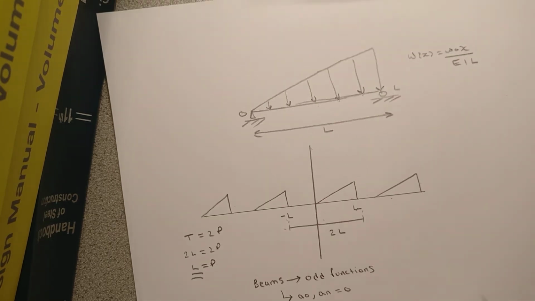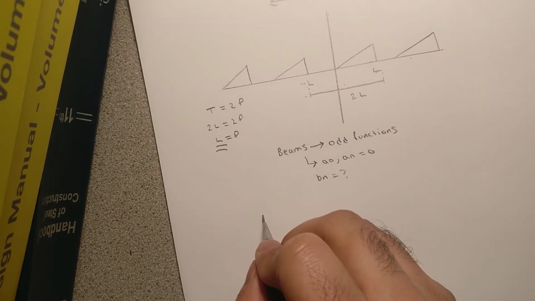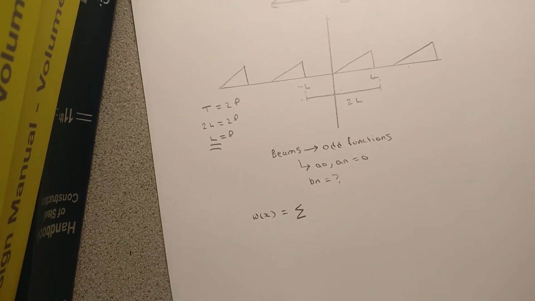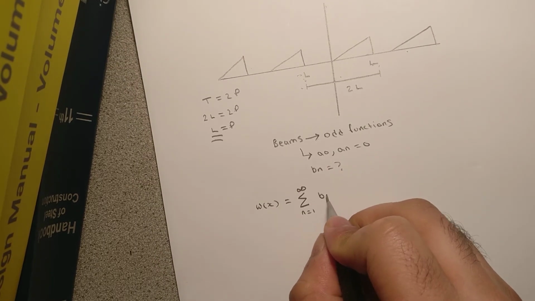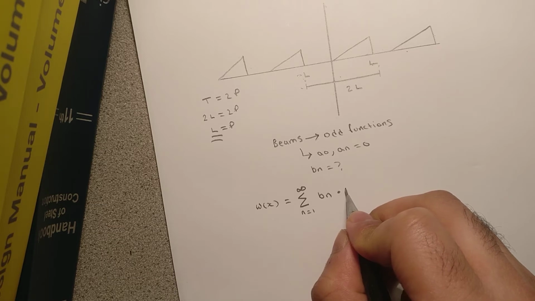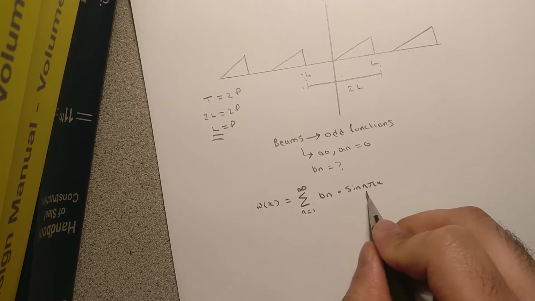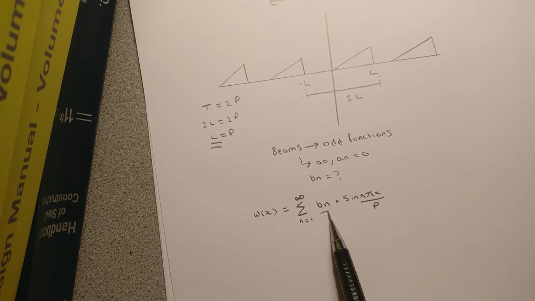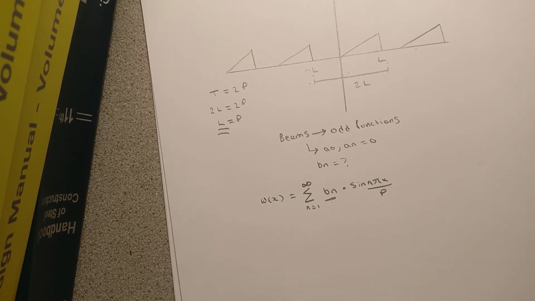Our next step is to represent the loading on this beam using a function. We can say that our loading, W(x), is equal to the summation from n equals 1 to infinity of Bn times sine n pi x over P. So we're going to be solving for Bn, and then looking for our load function, and then solving for the particular solution, verifying that our boundary conditions are met.